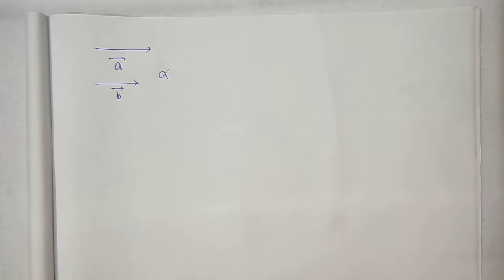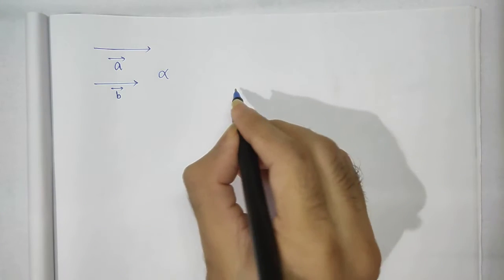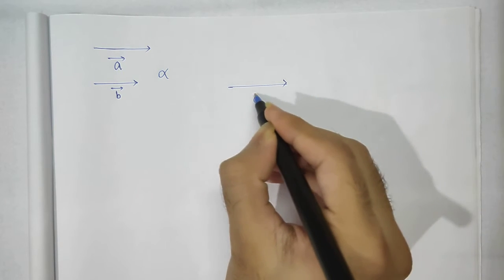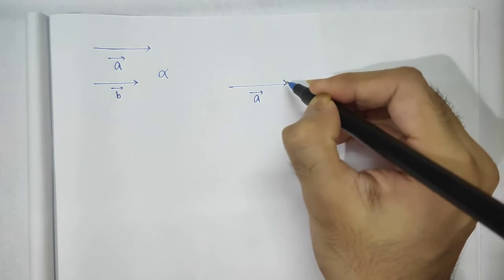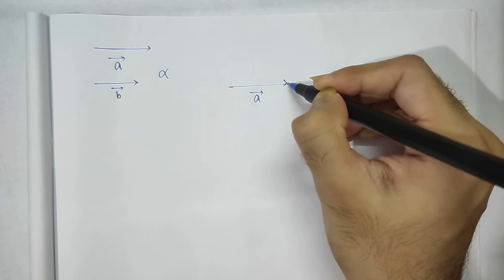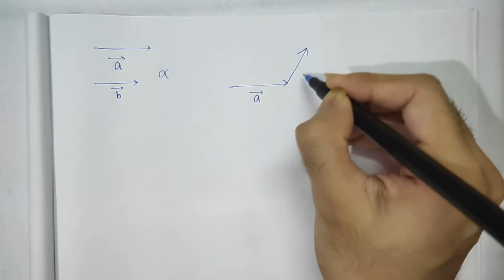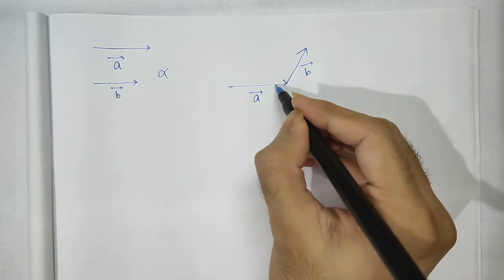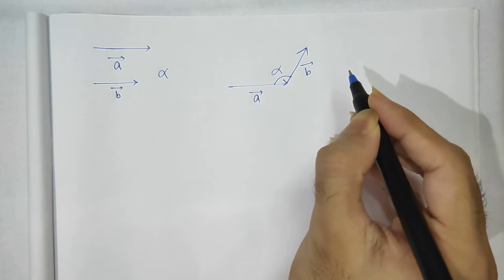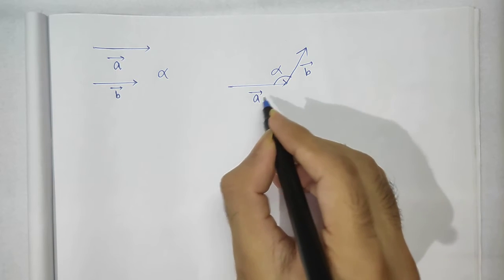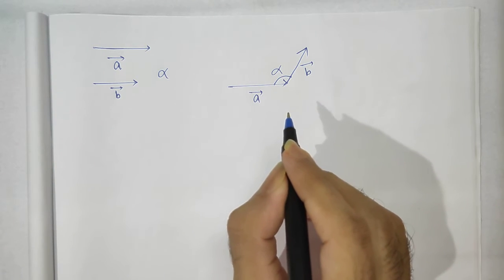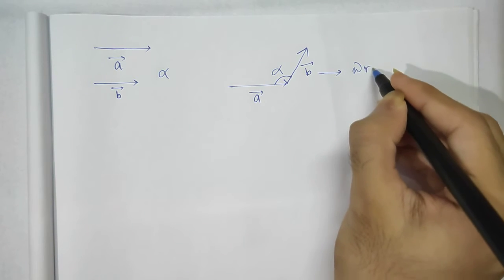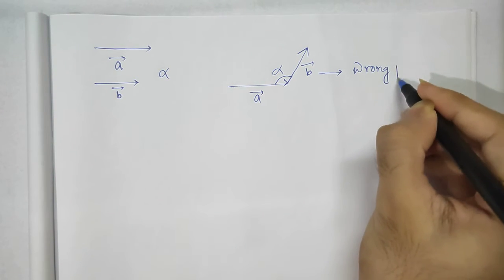At first we have to draw, then calculate. So we can draw like that. This vector is A, and from the ending point we have to draw the vector B, and the angle between the two vectors is alpha. This figure is totally wrong. This is the wrong picture.